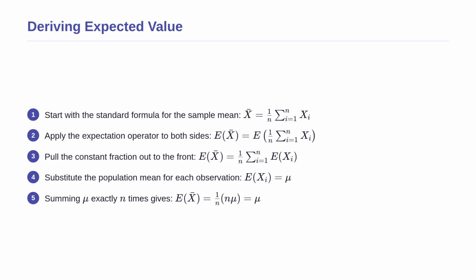Every single observation comes from the same population, so they all have the same expected value, mu. Adding mu together n times gives us n times mu. Finally, dividing by n cancels out, leaving us right back at mu. This proves our sample mean is perfectly centered.